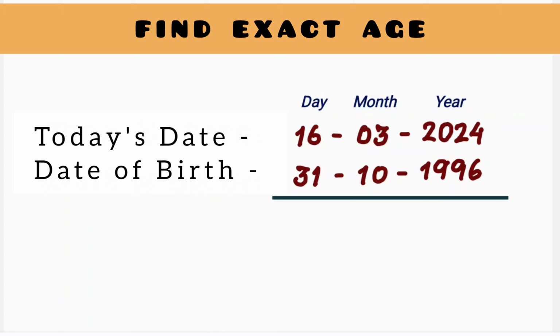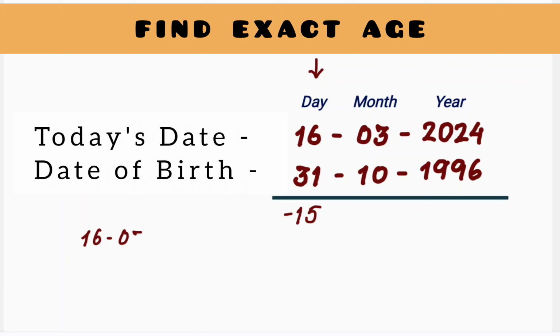Let's learn how to calculate the exact age from the given date and date of birth. Start first with the day. Subtract 31 by 16. This is minus 15. But date can never be negative. In that case, borrow the dates from the month.